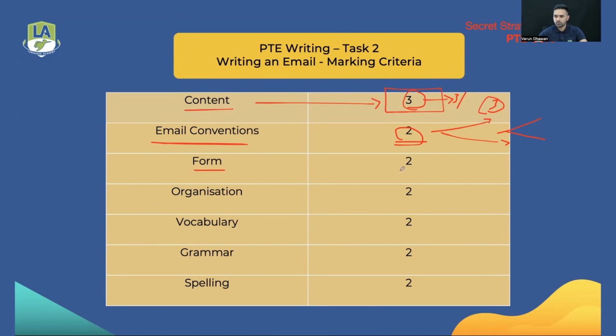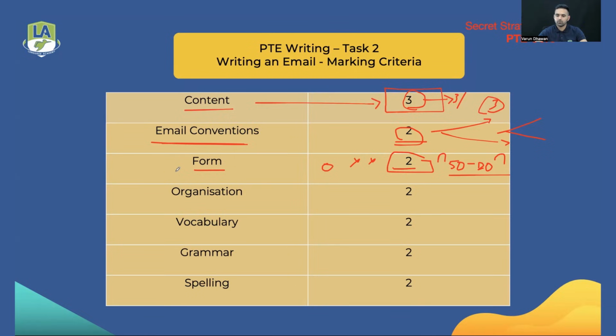You get 2 points for form, right? To get 2 out of 2, you need to make sure you write between 50 to 120 words. If you write less than 50, more than 120, you lose points. If you write between 30 to 49 words or 121 to 140 words, you get 1 out of 2. If you write less than 30 words or more than 140 words, you straight away get 0 in form.